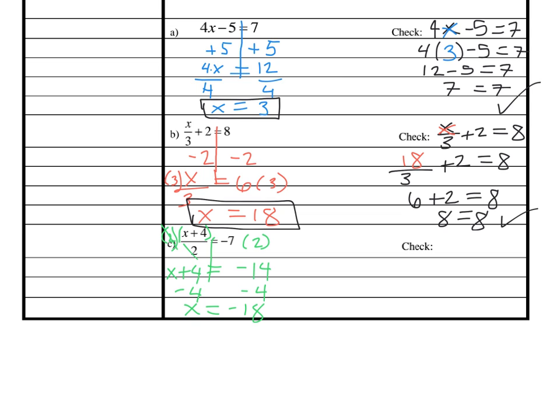So we need to write it out. x plus 4 divided by 2 equals negative 7. And we are going to substitute in what we got for x right there. So we'll have negative 18 plus 4, divided by 2 equals negative 7. Negative 18 plus 4 is negative 14. Divided by 2 is negative 7.